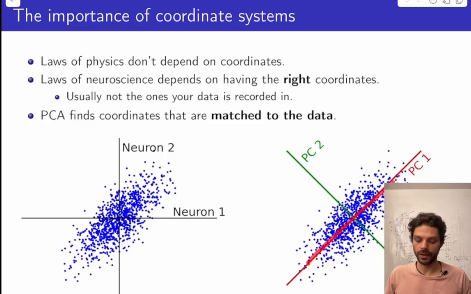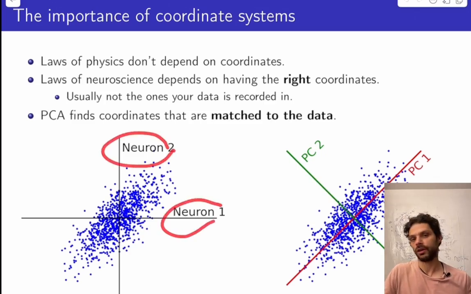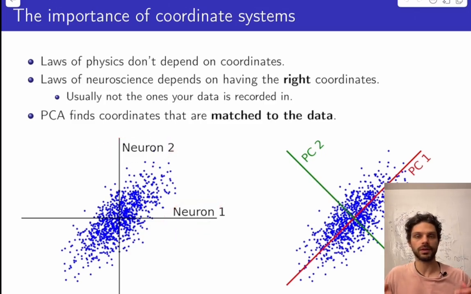This is the most, and then, well, in this 2D case, there's only one other possible direction. But if you have higher dimensions, then you find the first most variance-bearing dimension, and then the second most that's perpendicular to that one, and so on. So you find coordinates that are suited to your data, rather than coordinates that your data happens to arrive in because that's what you happened to record.